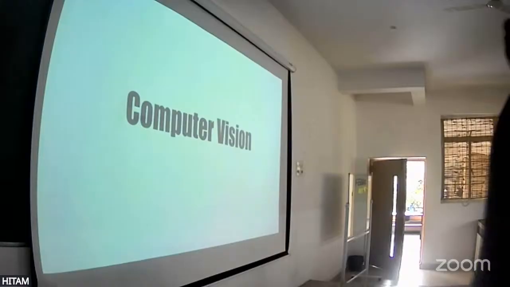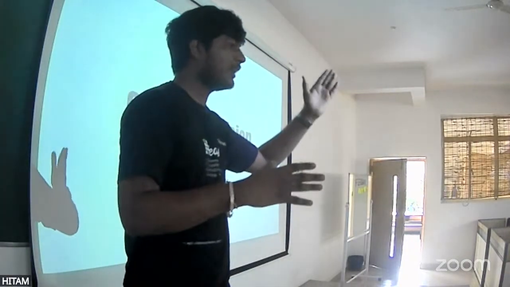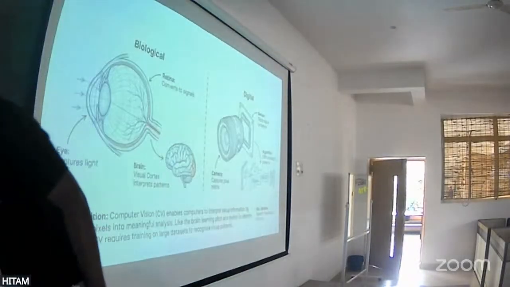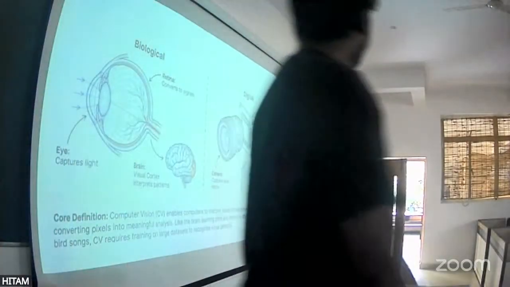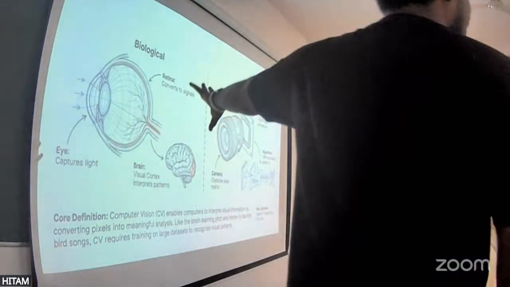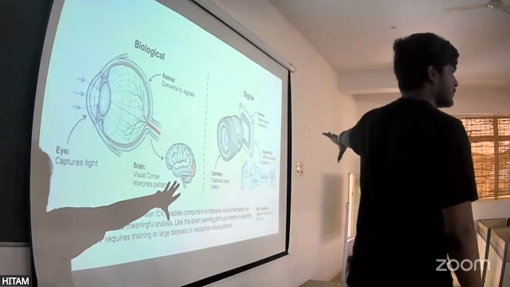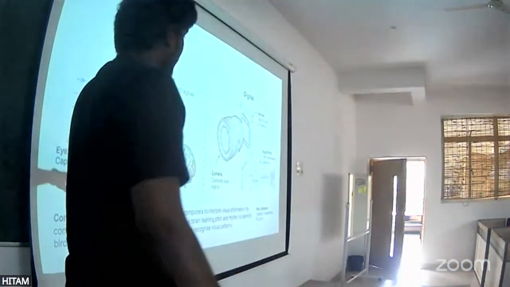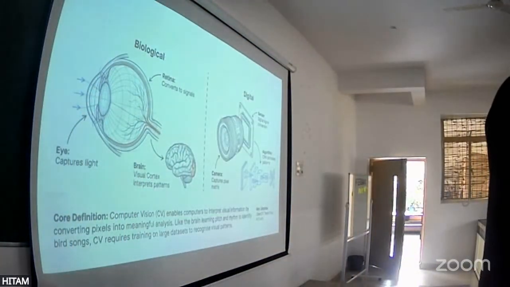Now when we talk about computer vision, let's compare how a human is and how a computer is. Okay, first let's compare. So if we compare, this is the biological eye that we have and the digital eye that is in the market. If we take the biological eye, we capture the light. Every object that we see, we see because of light, because of reflection, right?